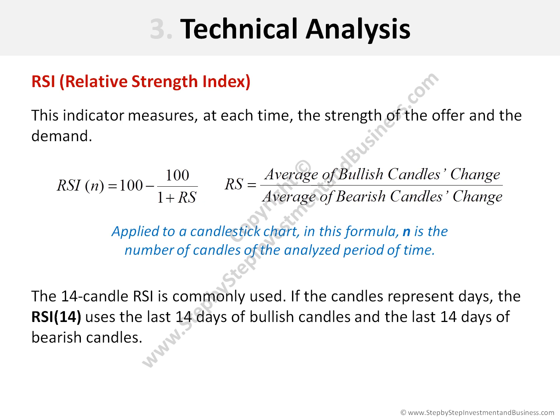Applied to a candlestick chart, in this formula, N is the number of candles of the analyzed period of time. The 14-candle RSI is commonly used. If the candles represent days, the 14-candle RSI uses the last 14 days of bullish candles and the last 14 days of bearish candles.